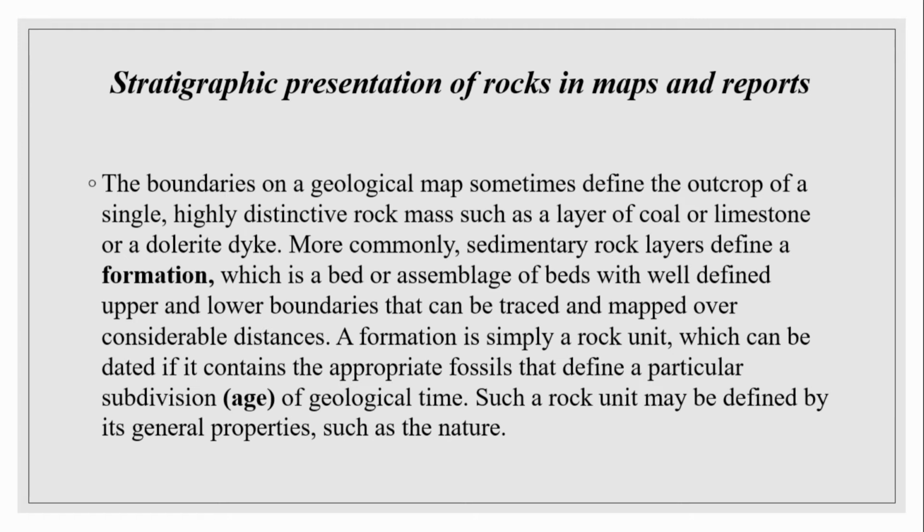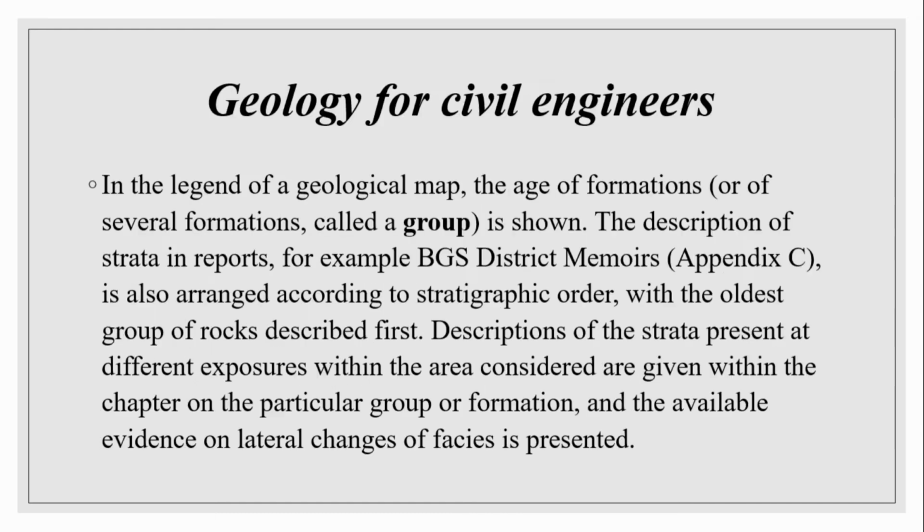So a formation is a simple rock unit which can be dated if it contains the appropriate fossils that define a particular subdivision of geological time. Such a rock unit may be defined by its general properties, such as its nature, for example pebbles or the color of the cement in conglomerates within it. A significant difference between formations reflects a significant difference in the environment of deposition. Change of environment can occur laterally across a region at any time, with a corresponding lateral change of rock.